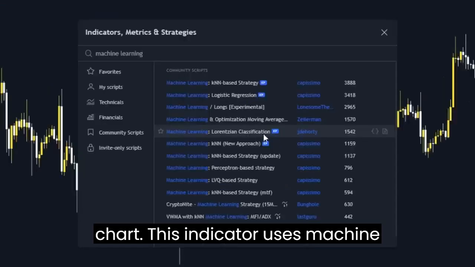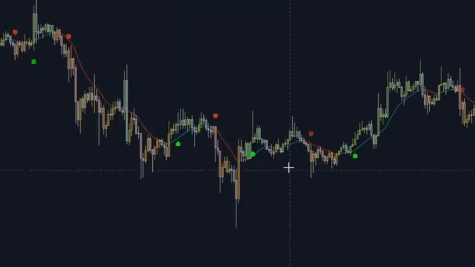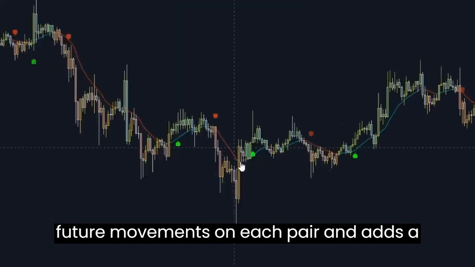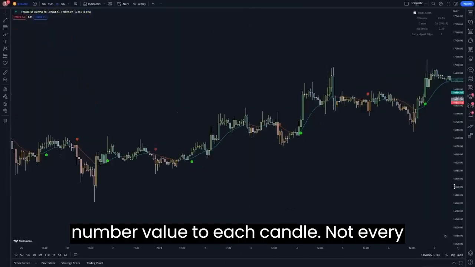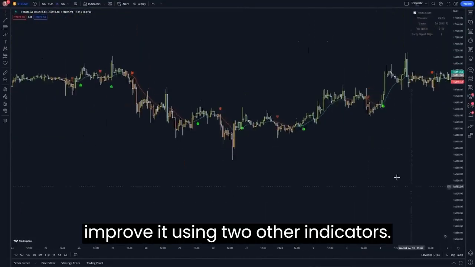This indicator uses machine learning to understand price movement of historical data to predict future movements on each pair and adds a number value to each candle. Not every move is perfect, but this is why we will improve it using two other indicators.